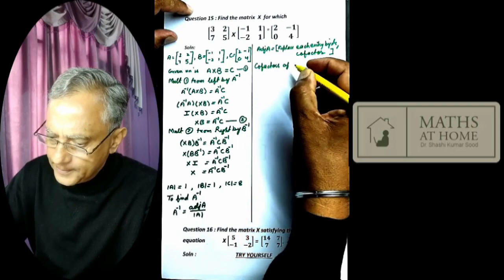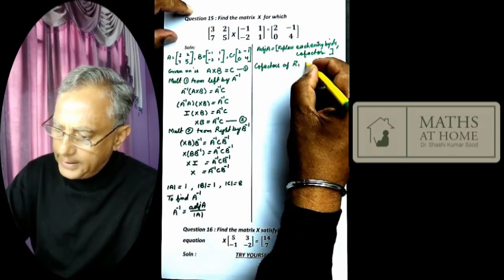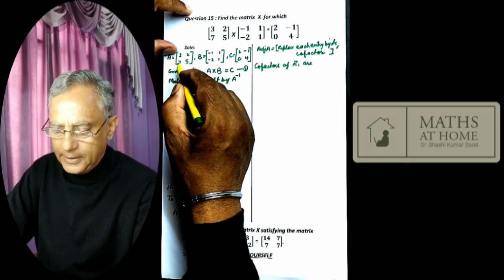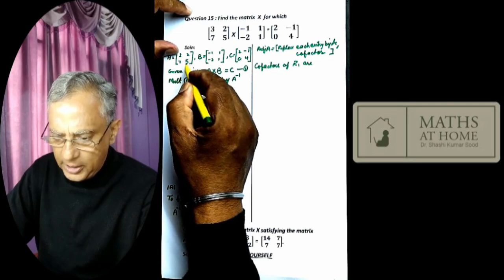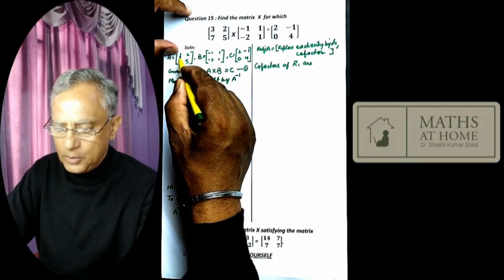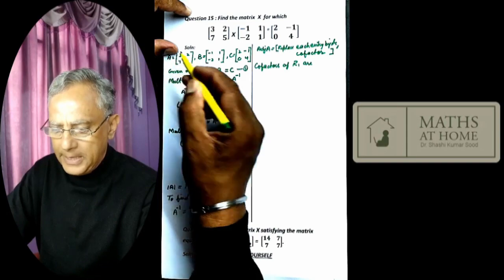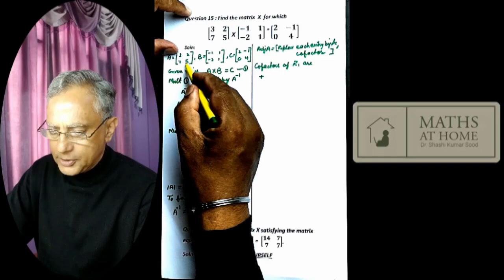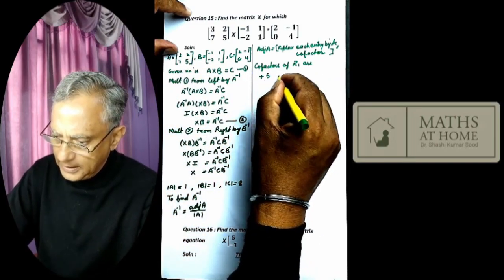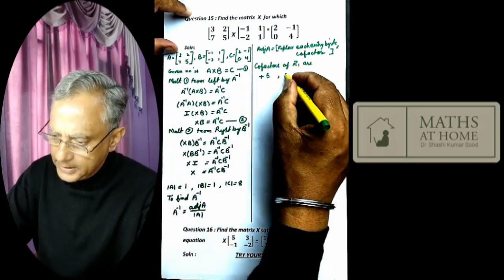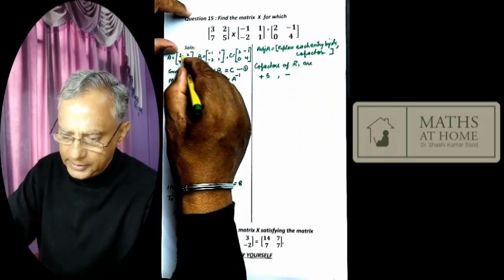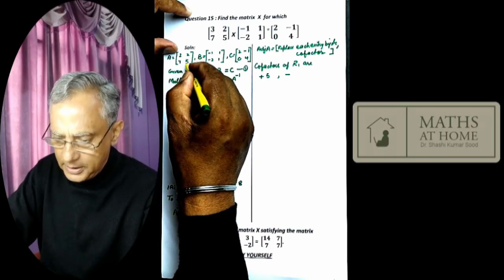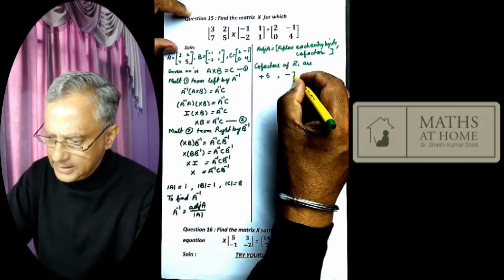Cofactors of R1 are: now cofactor of this entry. This is deleted, and we are left with 5. And this is 1, 1. So 1 plus 1 is 2. Even place, we will have plus. So this will be plus, and this is gone, we will have 5. And this place is odd place, so we will have negative sign, and this will be gone. Delete the row and column in which the entry occurs. These will be deleted and we will be left with 7.